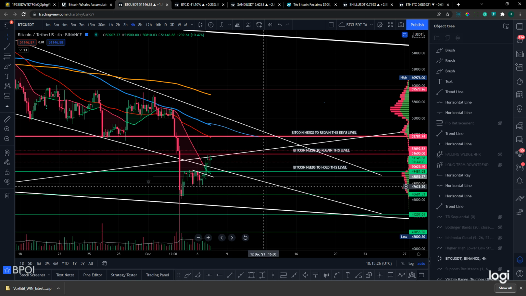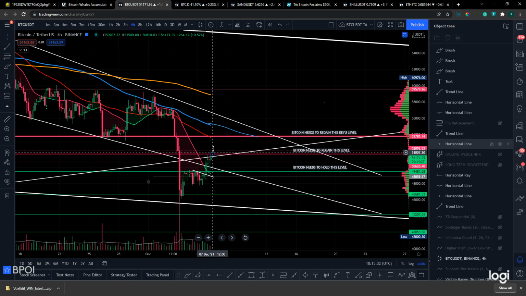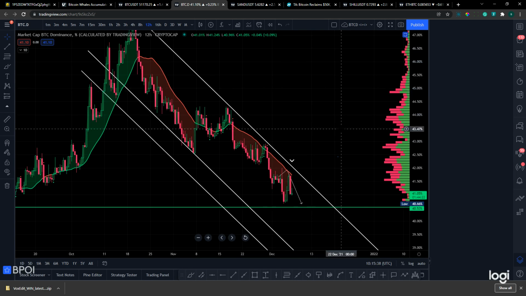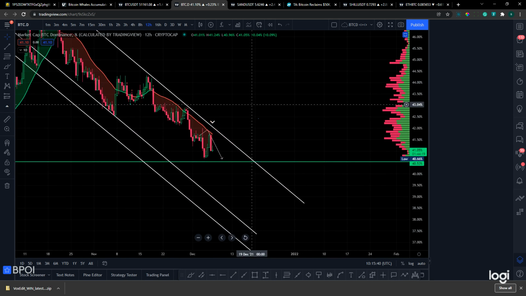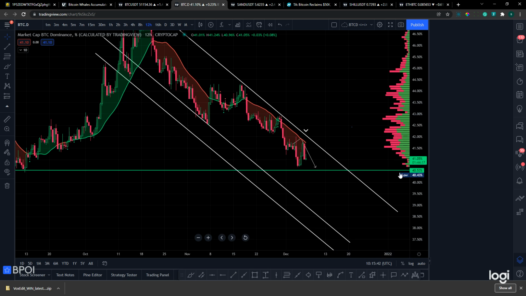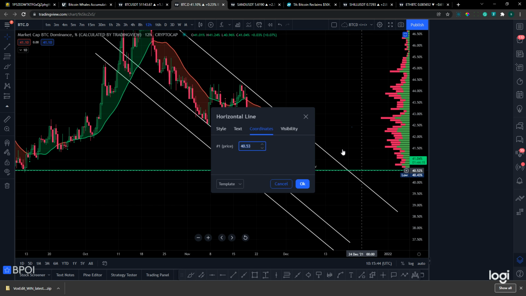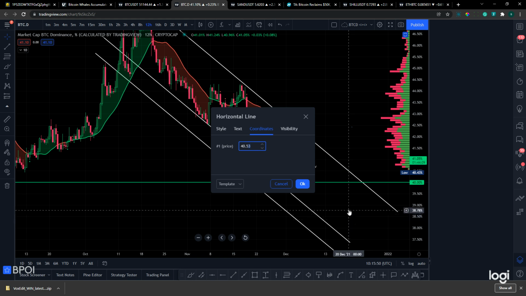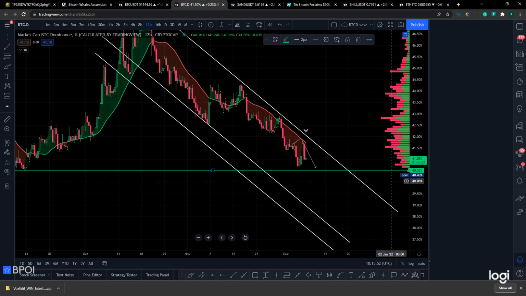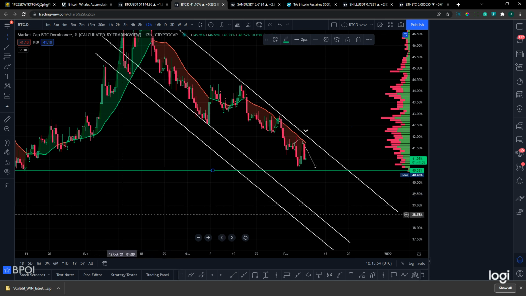Okay, so that's my stance on Bitcoin at the moment. I'm just thinking that there is still a lot of work for Bitcoin to do, but what we want to see is some sideways consolidation. I think that would be good for altcoin trading. Bitcoin dominance, we are waiting on Bitcoin dominance. Okay, so Bitcoin dominance, this 40, actually what I'm going to do is change that to 40%. No, I'm not, that's a lot lower. So let's leave it at 40.53.